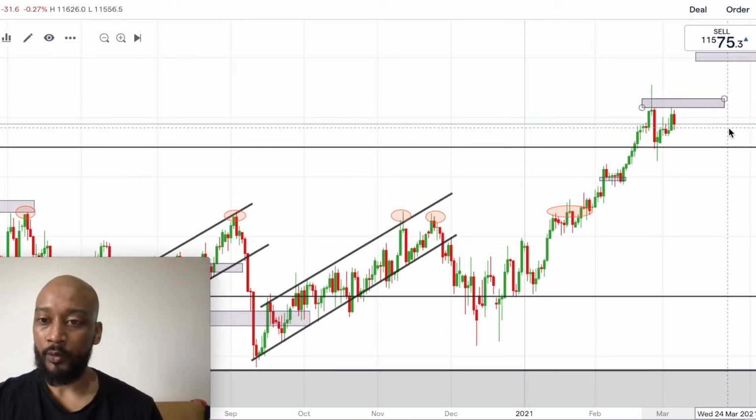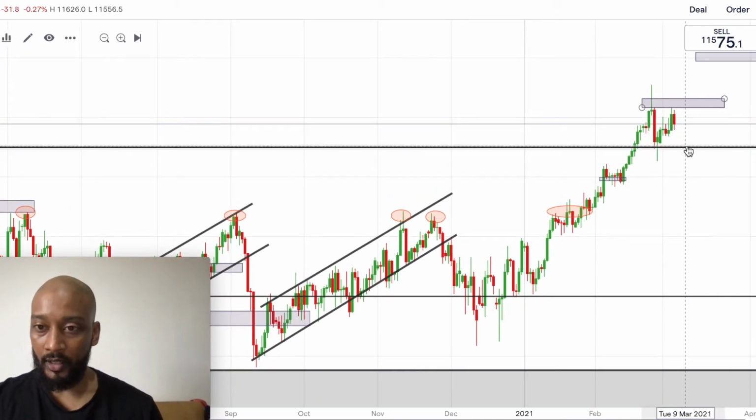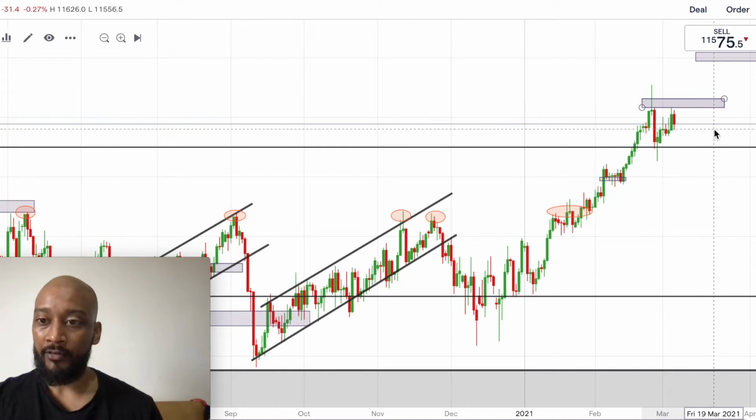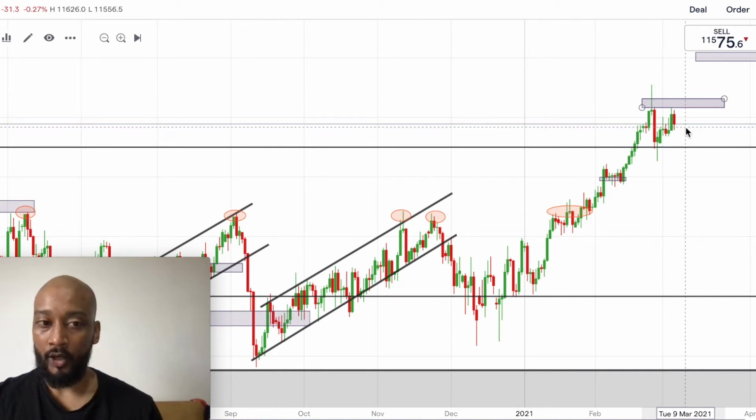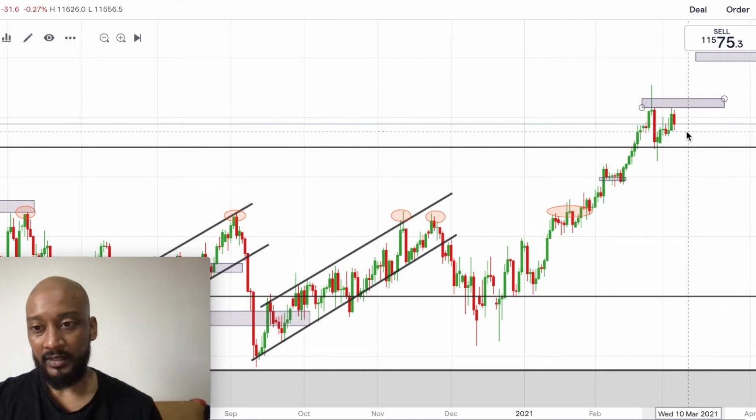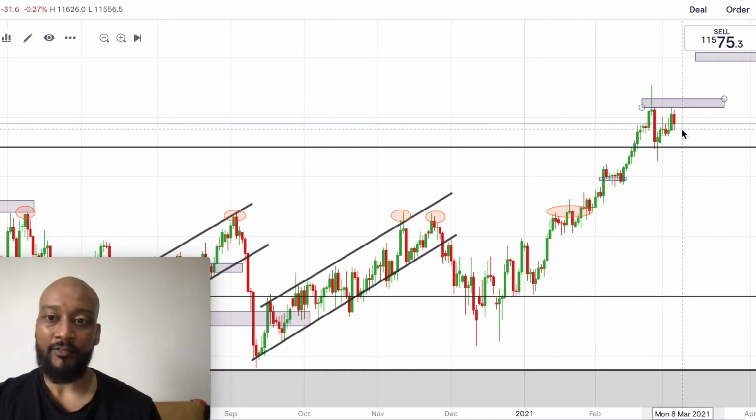So for exporters, your target will be 115 if we can get down there. Good place to sell your euros. For importers, similarly, as I said with the US dollar, we are at highs that we haven't seen for the previous year. So 115.76 where we're trading now is still a very good price to buy euros.